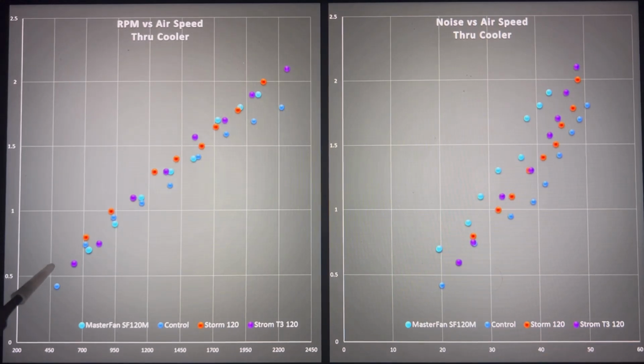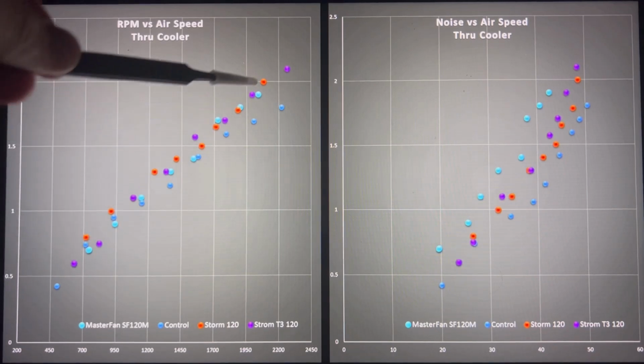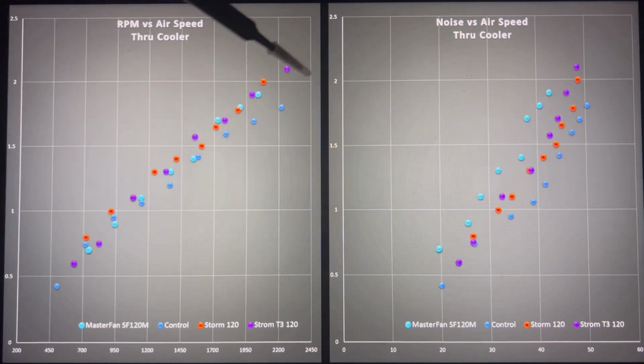Comparing it against the Storm T3, they are very similar in their performance marks. Matter of fact, it even beats the Storm at moving air at lower RPMs, which is kind of surprising because the Storm T3 is a thicker fan, which means it should do better at moving air. But it doesn't really seem to be doing it, and at the maximum RPM or maximum speed, the reason it's even up there that high is because of its higher RPM.